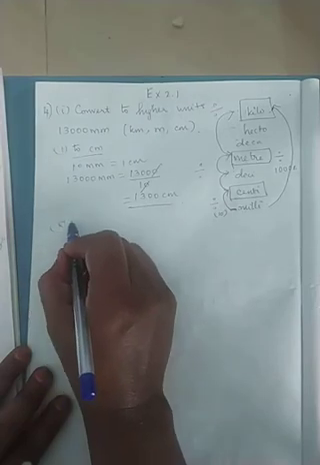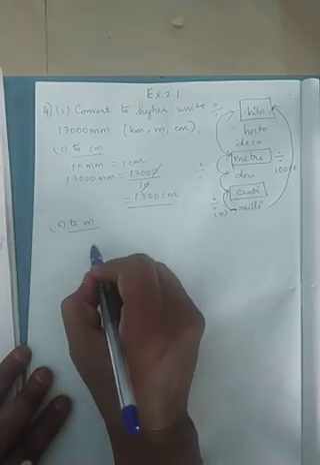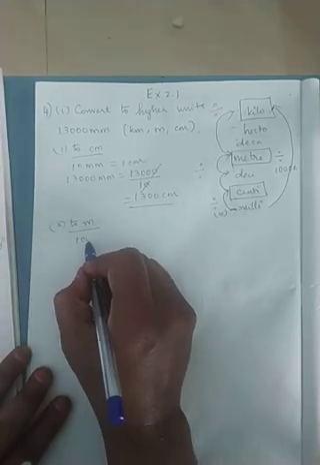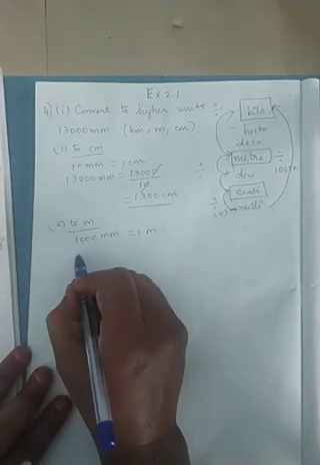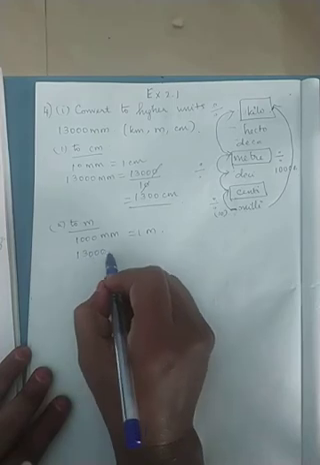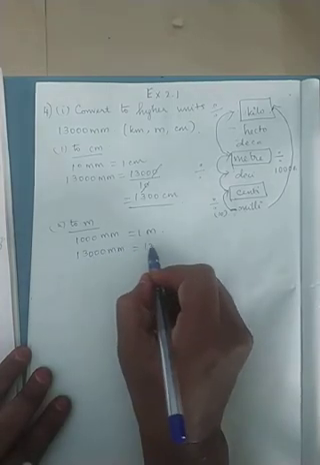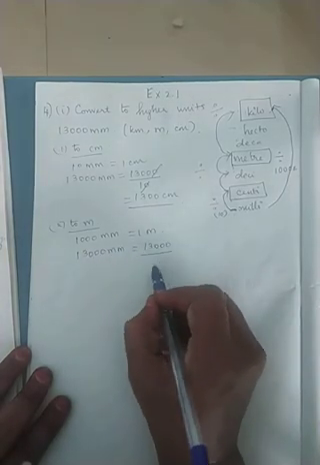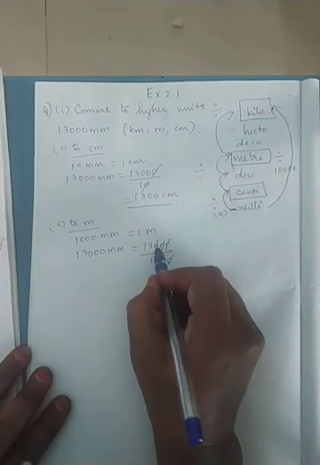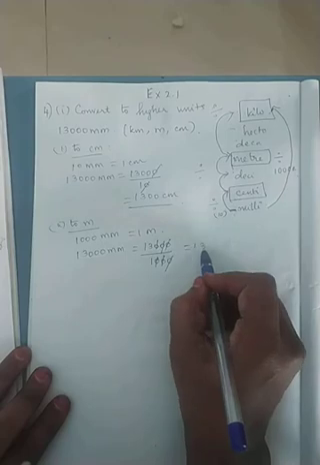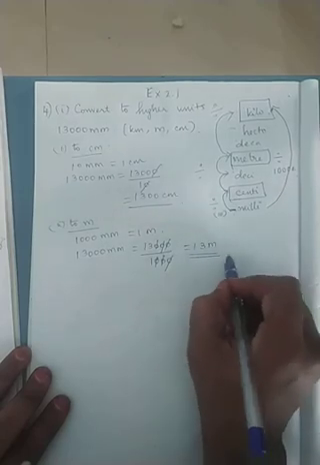Now second one is meter. So I can say 1000 millimeters is equal to 1 meter. Therefore 13,000 millimeter is equal to 13,000 divided by 1000. This 0, this 0, this 0 all get cancelled and you will be getting 13 meters.